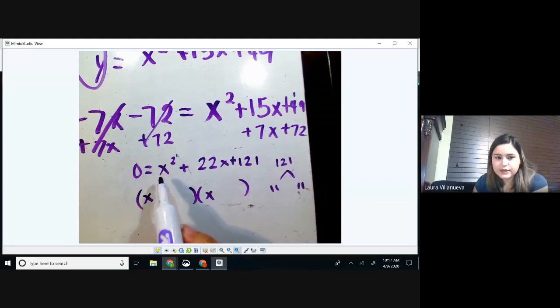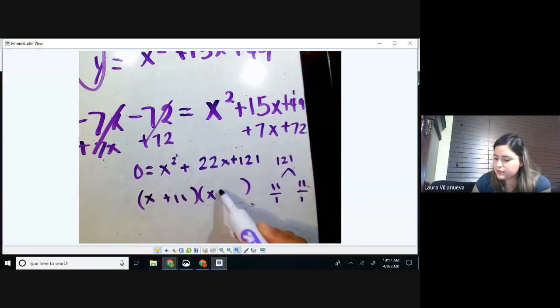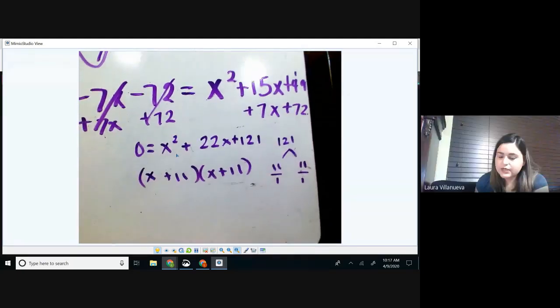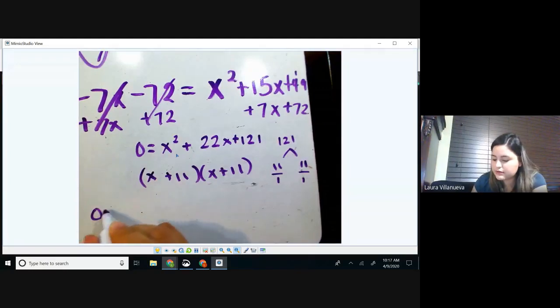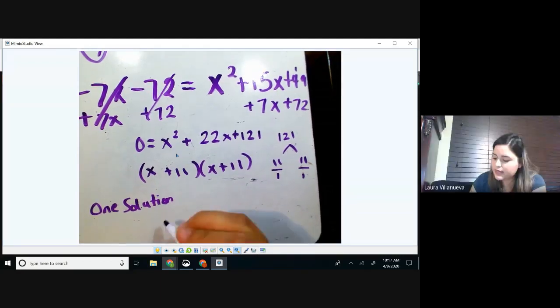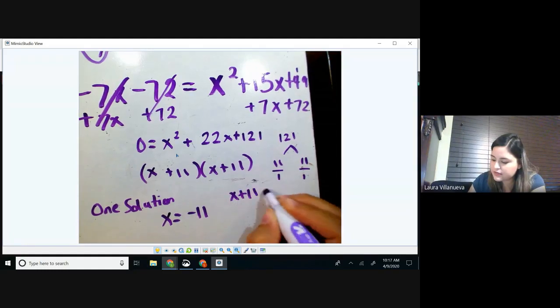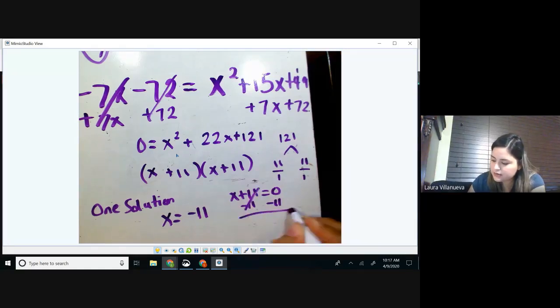I don't have to divide by 1 here because if I divide by 1, it doesn't make a difference. 11 divided by 1 is 11. So really it's just 11. So plus 11 plus 11. Right here, I'm going to have one solution, because it's the same one, right? So my x equals negative 11, because when I do x plus 11 equals 0, I'm going to move it over to the other side, and then x equals negative 11.